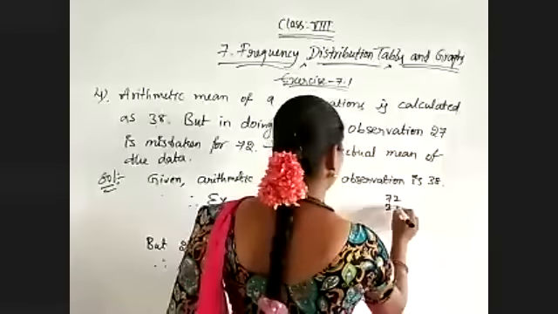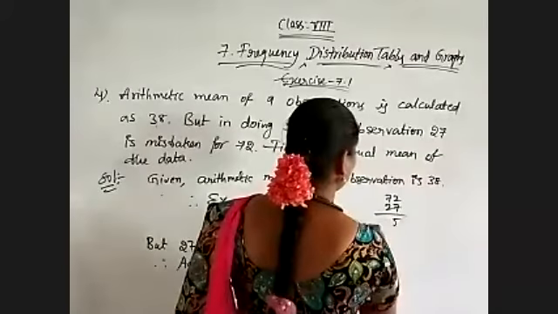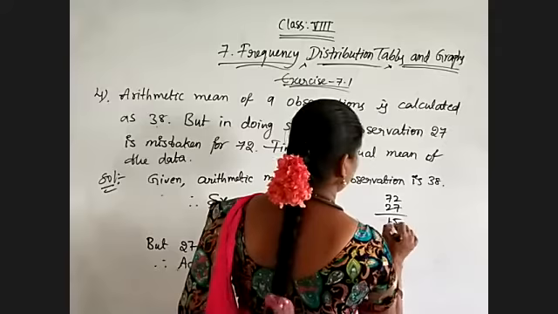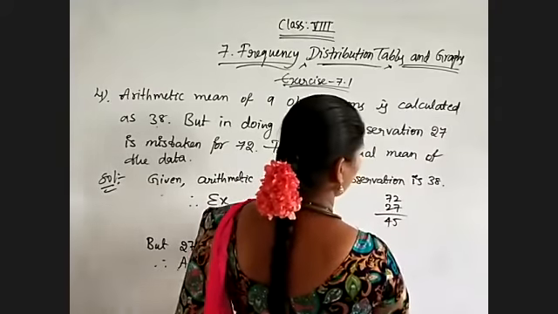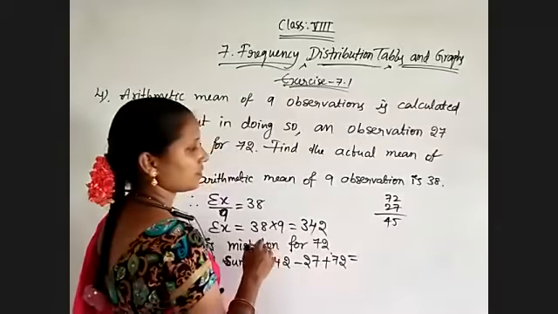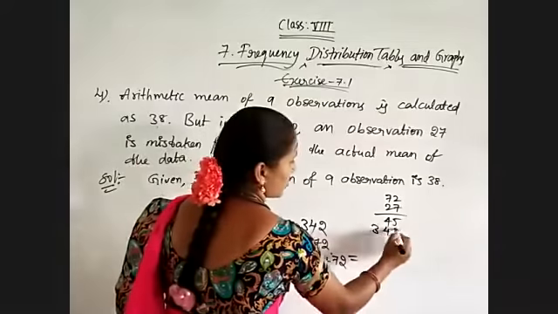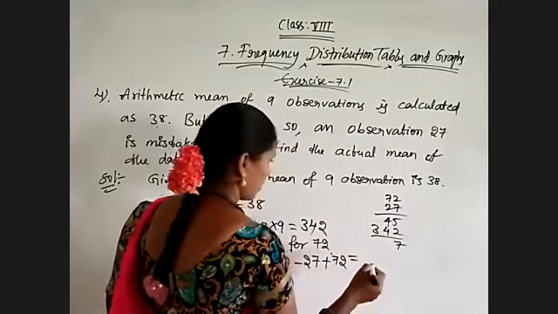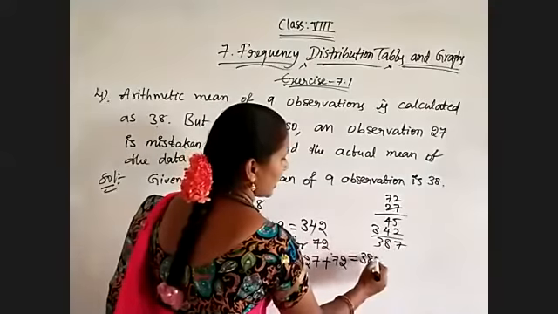72 minus 27 is equal to 12 minus 7, 5. Then 6 minus 2 is 4. So 45. 45 plus 342. What will we get? 7, 8, 3. 387.